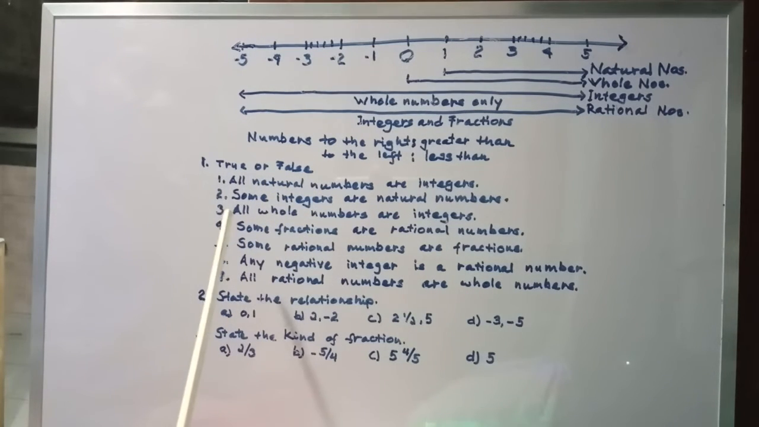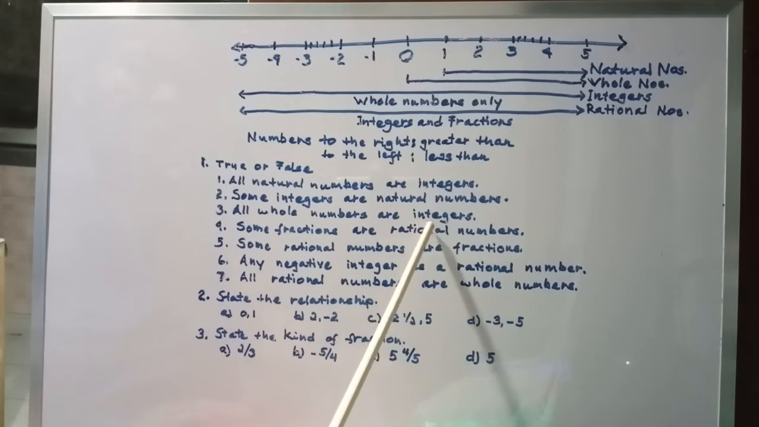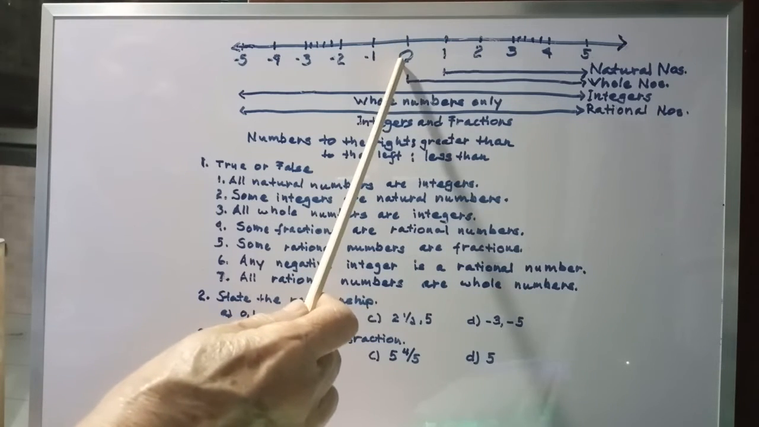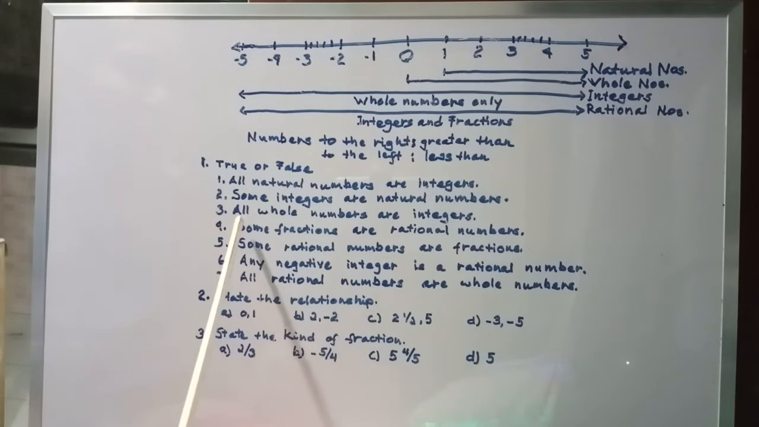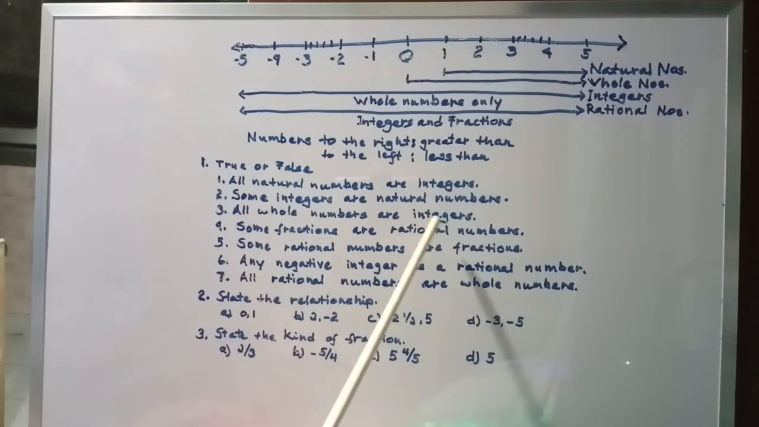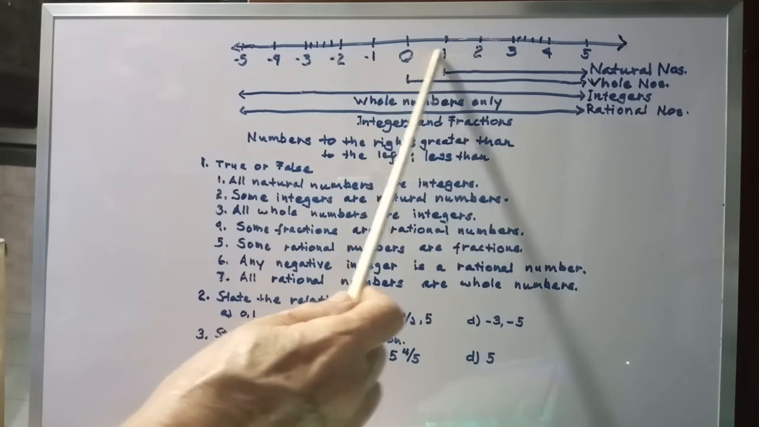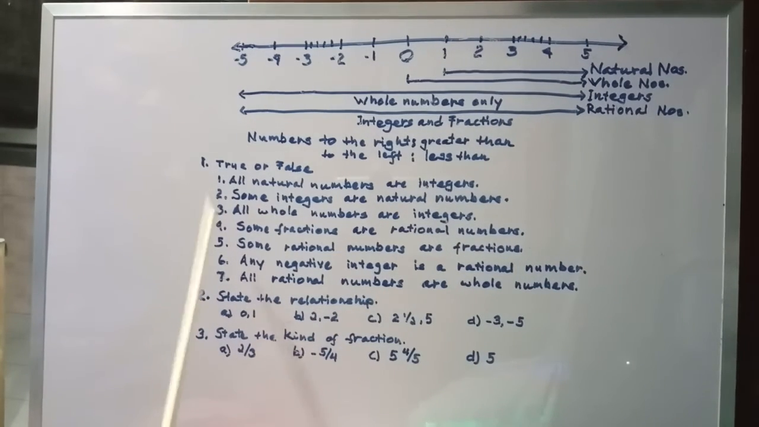Number 3, all whole numbers are integers. Where are the whole numbers? The number 0 plus all the natural numbers. It says they are integers. By definition, we know that these are also integers. Therefore, question number 3, all whole numbers are integers, is a true statement.